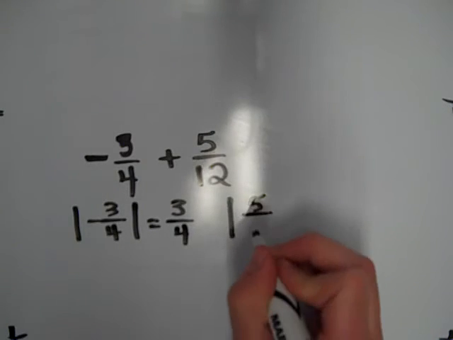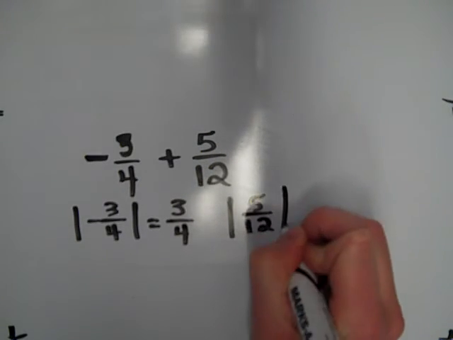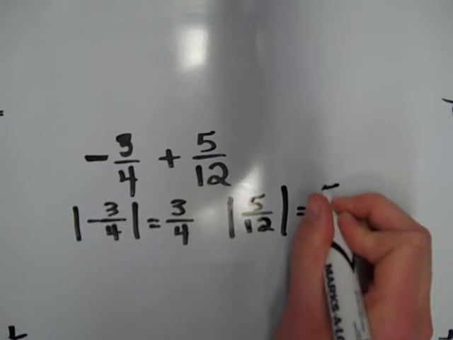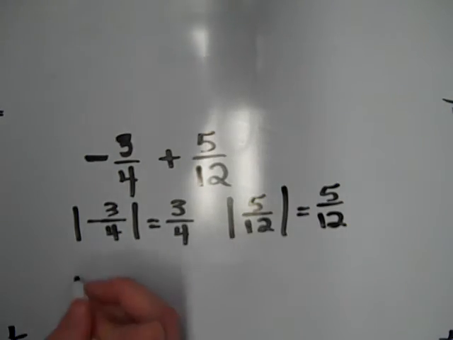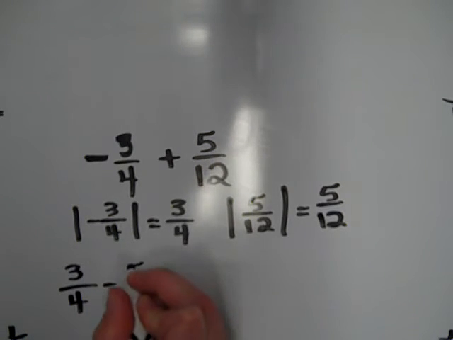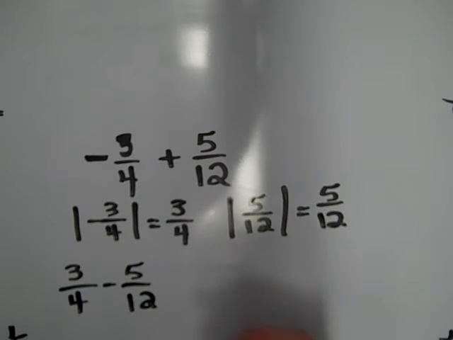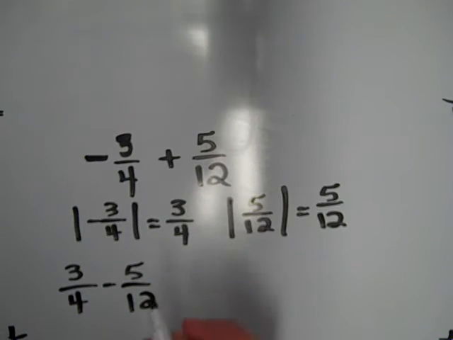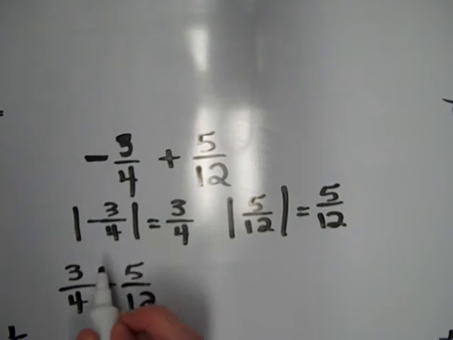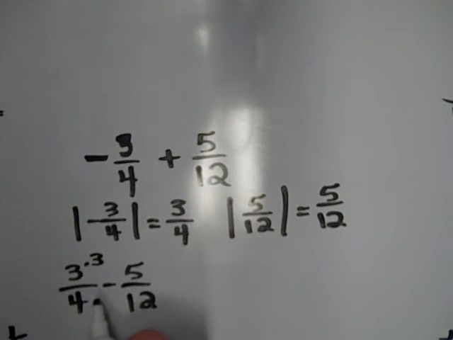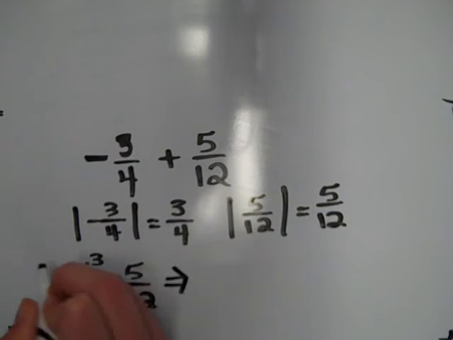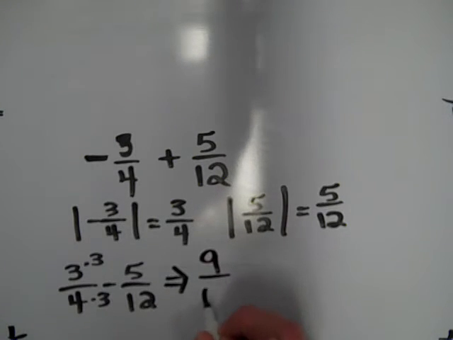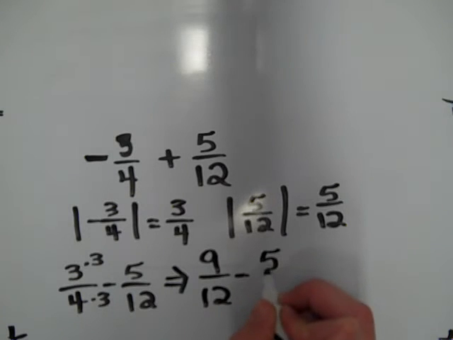So the absolute value of negative 3/4 is 3/4. The absolute value of 5/12 is 5/12. And now I'm going to subtract. So I have 3/4 minus 5/12. I need a common denominator. 4 goes into 12 evenly, so I'm going to leave this one alone. And I'm just going to multiply this one by 3 over 3. So what I end up with is 9/12 minus 5/12.